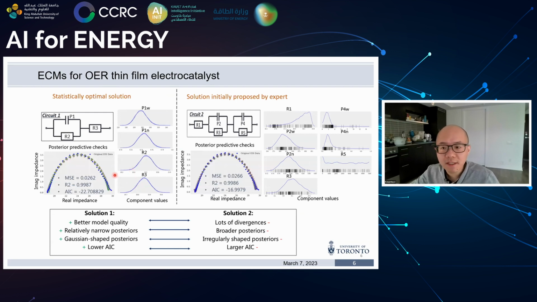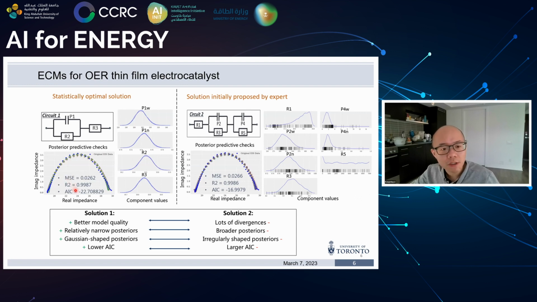So here is a case study for OER electrocatalysis. Two ECM solutions are presented here. On the left is the statistical optimal solution suggested by our algorithm. On the right is the solution initially proposed by our expert. For each of these two solutions, we show the circuit structure, the probability distribution of the component values, and also the fitting quality of the EIS spectral data.